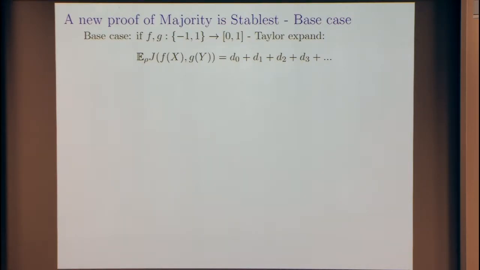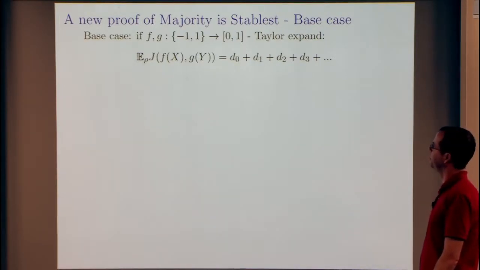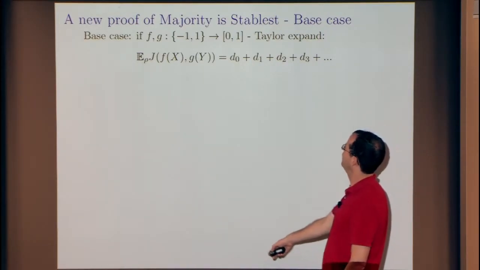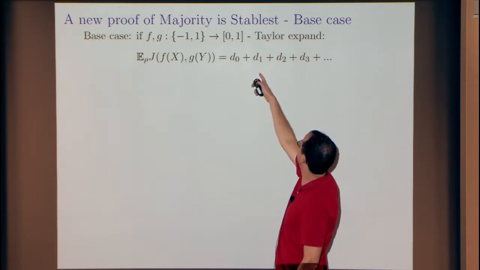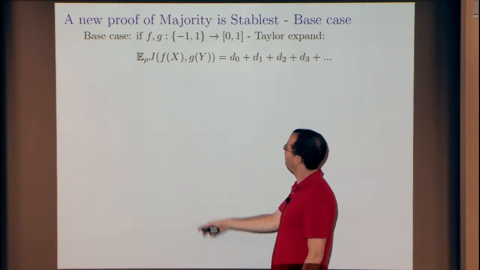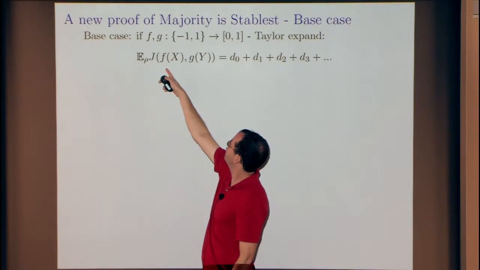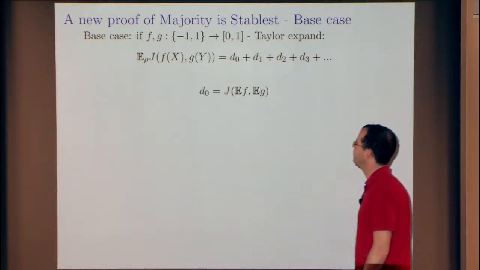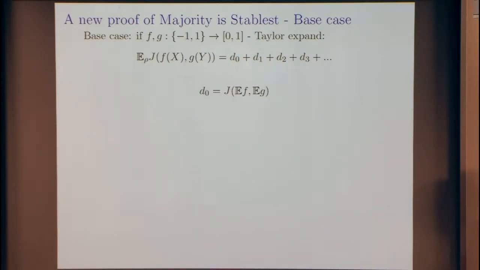So we're going to do it by Taylor expansion, which is what James was looking for at the break. We're going to expand this using Taylor, and we're just going to look at the Taylor expansion of J. There's going to be a bunch of terms: the zeroth term, the first degree term, the second degree term. We are going to expand around what we're after, which is the expected value of f and the expected value of g. So the zeroth term is just going to be J of the expected value of f and the expected value of g. What is the first order term?